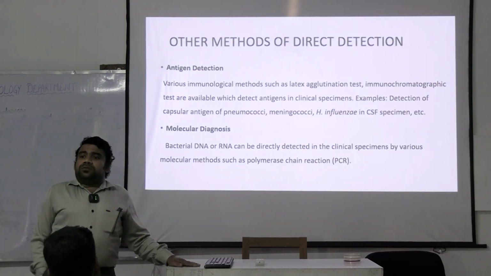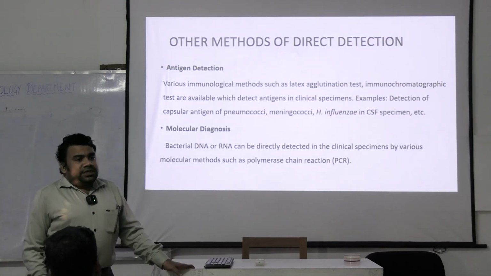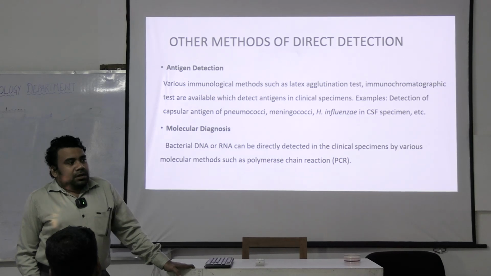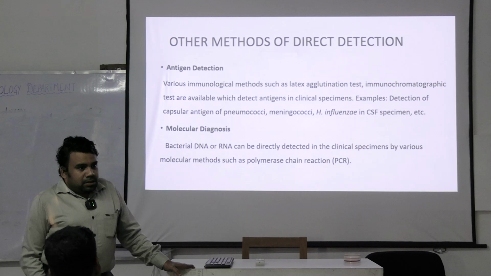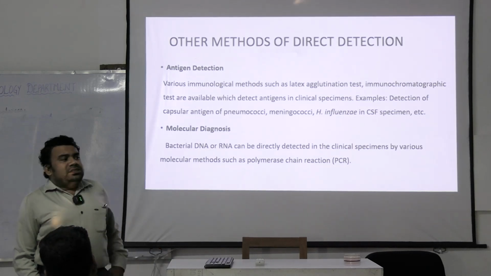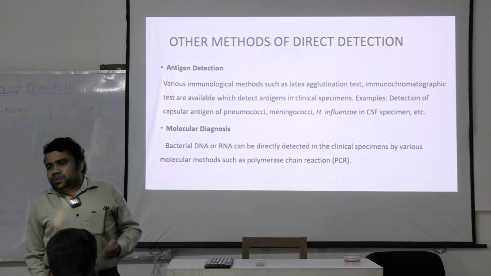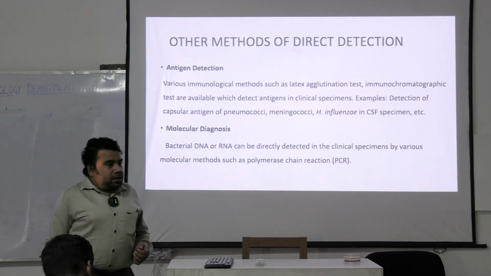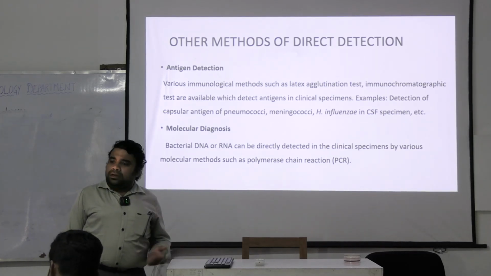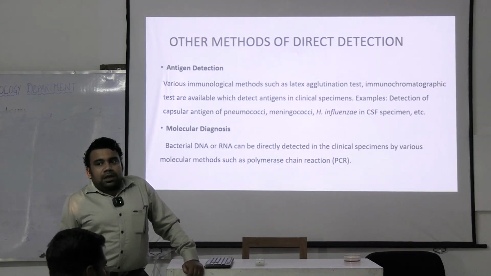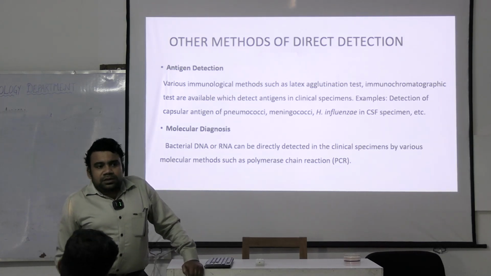The other method would be what is known as antigen detection. Now, what is an antigen? An antigen is a protein. Antigen means a protein which can stimulate an immune response. Now, if it is a microbial protein, then it will stimulate an immune response. By that way, we can also detect, right?